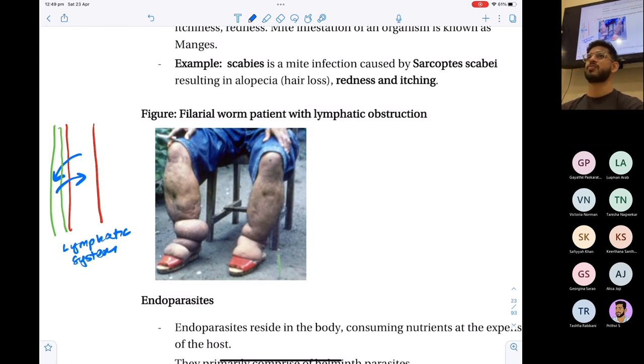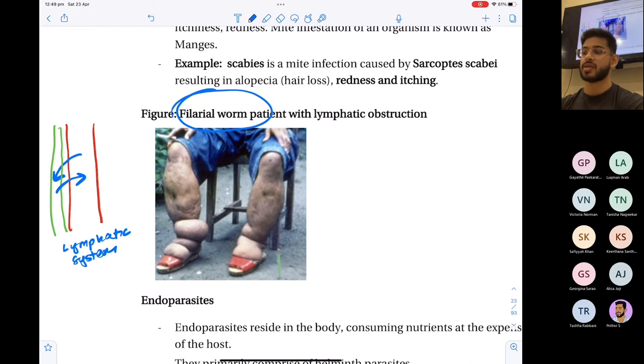So if you block this system, what would happen? Thumb would swollen, swollen, swollen. That's what's happened here. So using my detective knowledge of the body, I now know this is infection likely the lymphatic system. And this is a worm infection caused by the filarial worm of the lymphatic system.